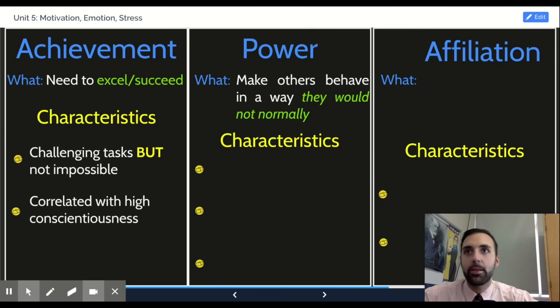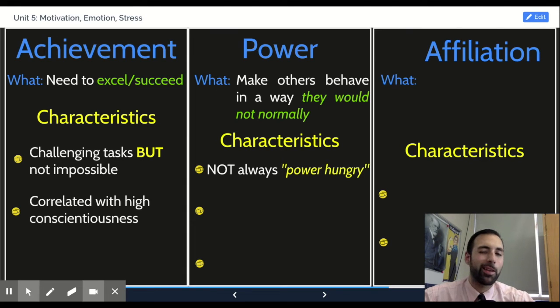The one for power might come across as a negative, but I want to make it really clear that people who are high in power are not necessarily power hungry, as you might interpret, but these are people that like to make others behave in a way they wouldn't normally.